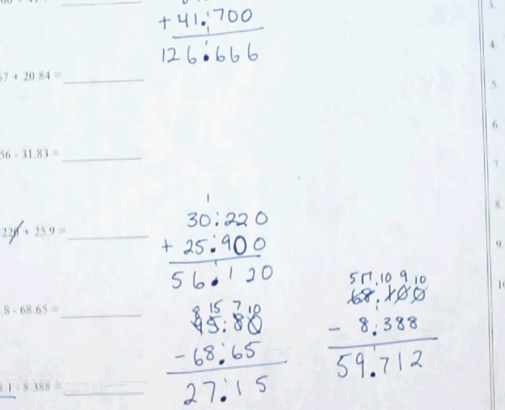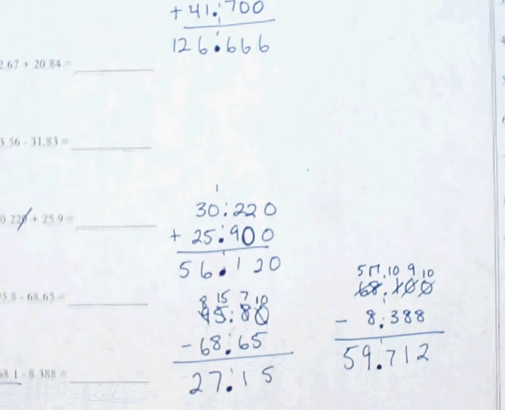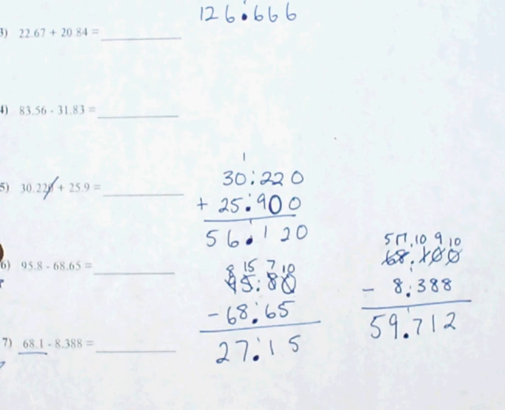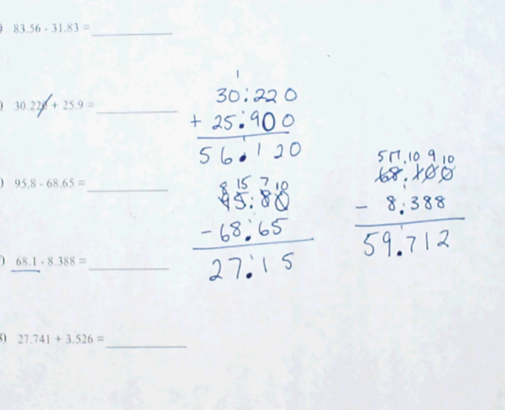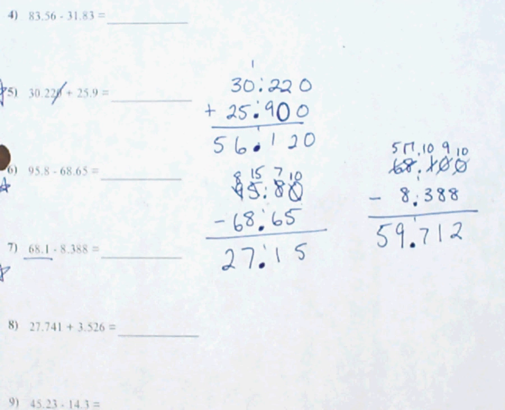So remember, biggest thing when we're adding and subtracting decimals, make sure those decimals are lined up. And if we have a different number of digits to the right of the decimal, go ahead and fill in those blank spaces with zeros. That way, there's no confusion when you go to do the computation part, because then you're just adding and subtracting numbers, which you've been doing for a long, long time.